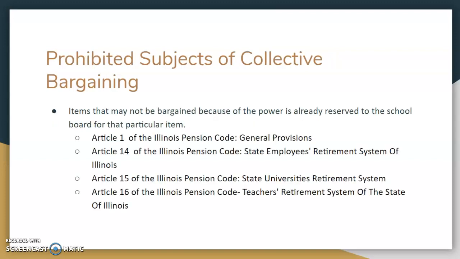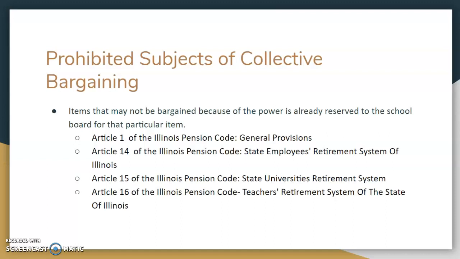Prohibited subjects of collective bargaining. These are items that cannot be bargained because the power is already reserved for the school board for that particular item. Now, there are also a number of legal things that cannot be negotiated just because they are part of a state law, not based on our individual negotiations. So if your school board reserves a power, then that stays out of it.